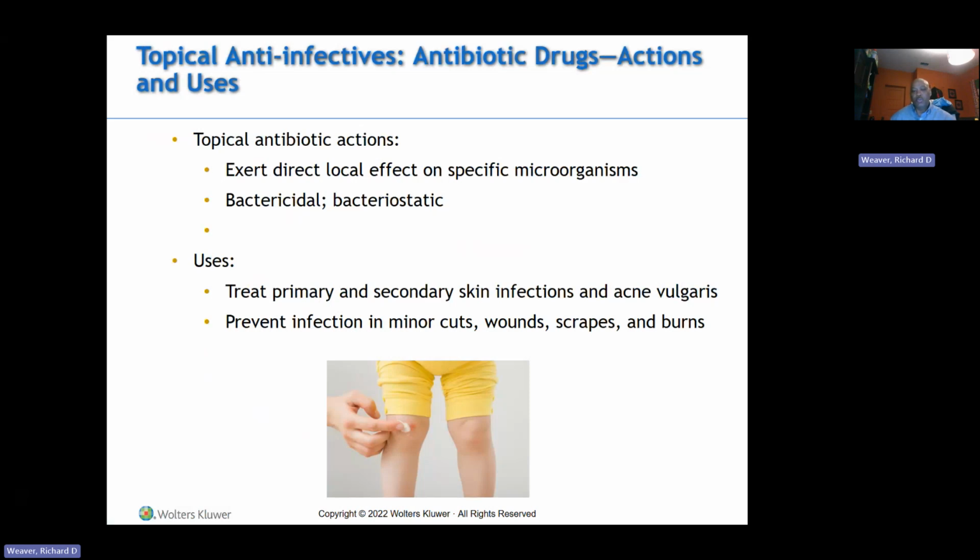Now, we use these drugs to treat primary and secondary skin infections. We also use them to prevent infections in minor cuts, wounds, scrapes, and minor burns. We also use them to treat acne vulgaris.